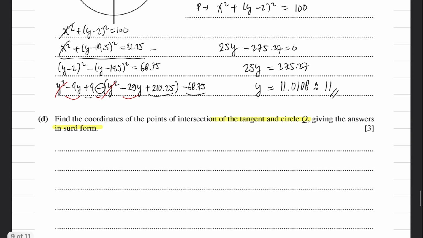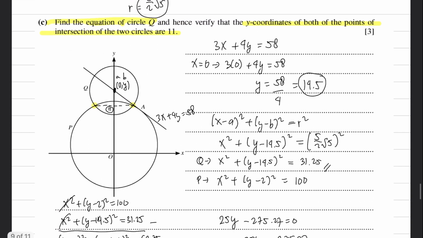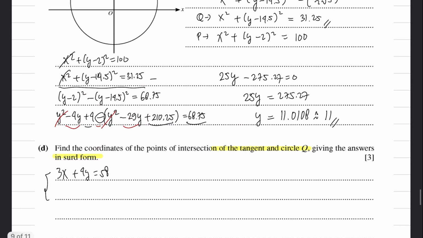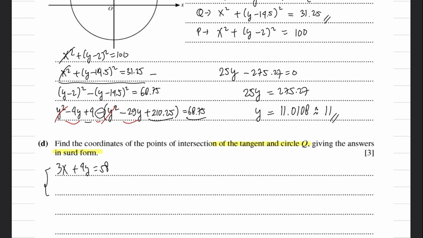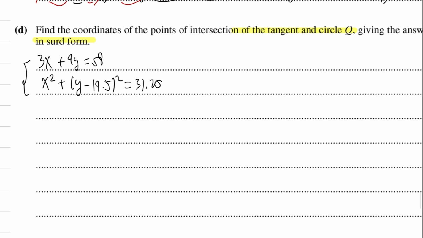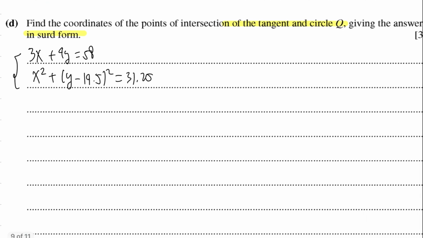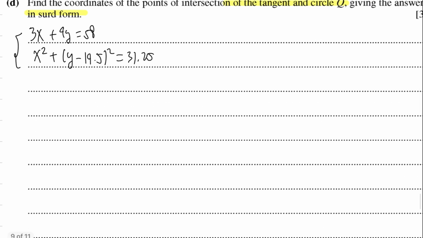Okay, so we need to find the intersection between the tangent, which is 3x plus 4y equals 58, and the circle Q, which is the ugly one. I don't like the equation here. x squared plus (y minus 14.5) squared equals 31.25. Yeah, just substitute, guys. So let's substitute x or y. Yeah, let's do x.